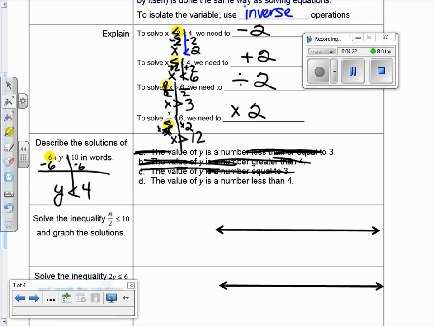And D: the value of y is a number that is less than 4. Because y could be 3 for C, but that's not the only answer. That's why we have to choose D.